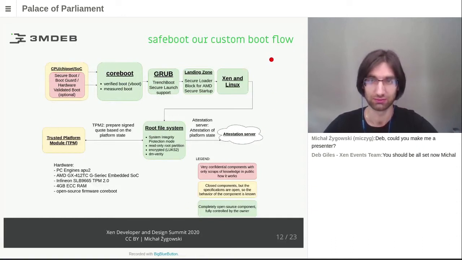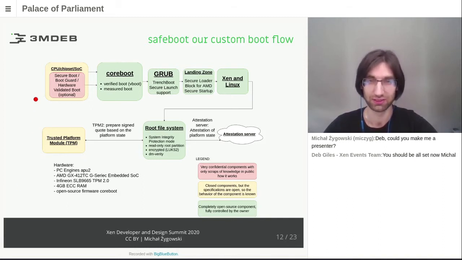This is my custom boot flow I have come up with. So we are not relying on every component that original safeboot provides. Instead, we have more open hardware like PC Engines APU2 with AMD G-Series embedded SoC. We have TPM 2.0 from Infineon, and we have open source firmware coreboot. So how can this boot process look?